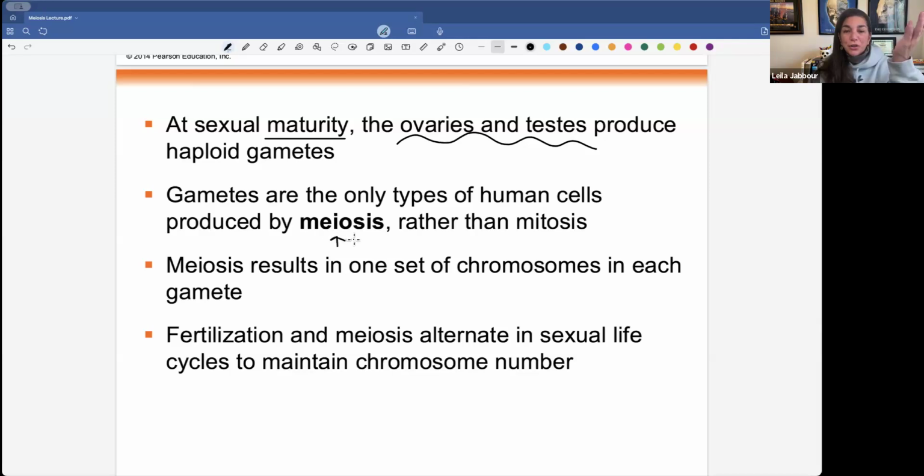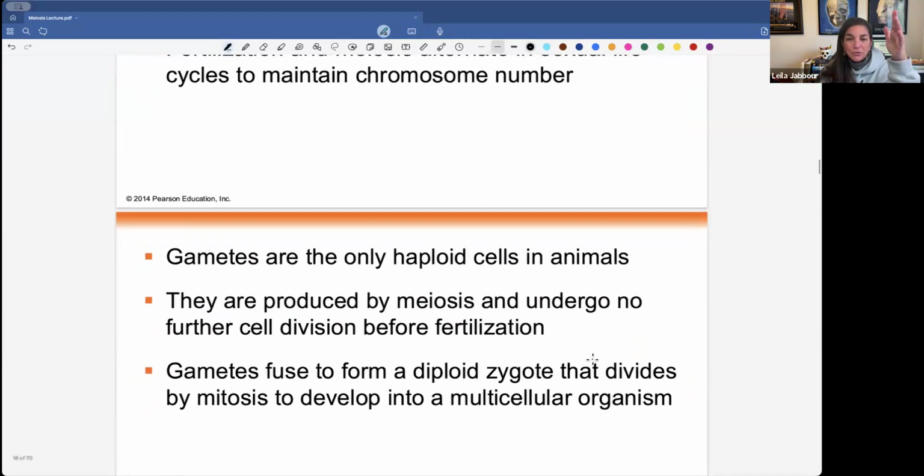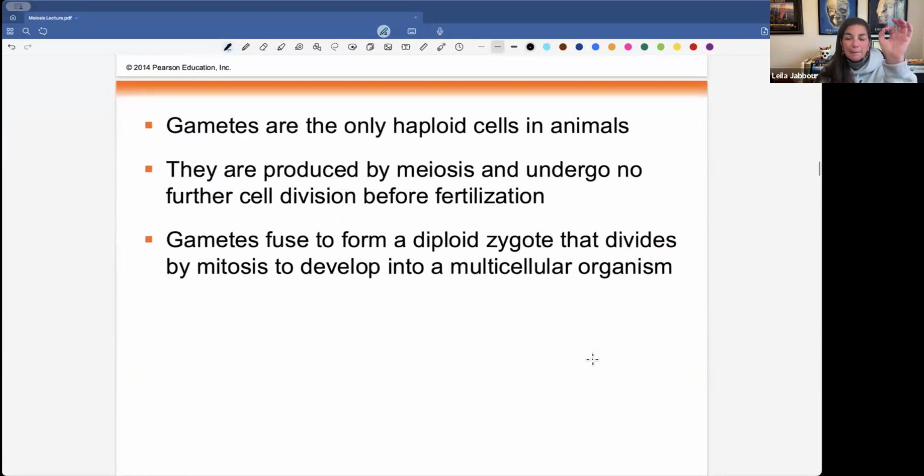And the process is called meiosis, and meiosis results in one set of chromosomes in each gamete. That's the whole purpose. And fertilization and meiosis alternate in sexual life cycles to maintain chromosome number. There's a diagram that's going to show that to you. So reminding you here, gametes are the only haploid cells in animals. That's it. Only the gametes are haploid. Every other cell in your body is diploid.